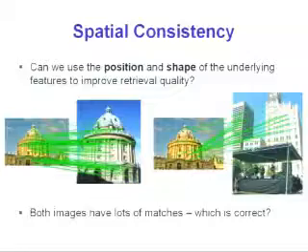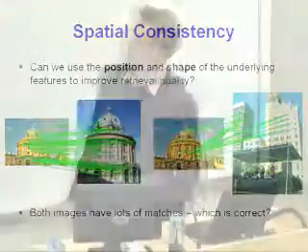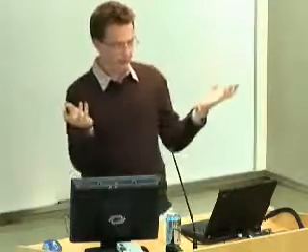Okay, so that's using large vocabularies. The second thing we can look at is whether we can use the position and shape of the underlying features to improve retrieval quality. At the moment we're just considering an image as a bag of words, and obviously we could take all the ellipses which define those words and jumble them up any way we like, and that's going to have the same visual word representation, but it's not going to look anything like the object we're searching for.